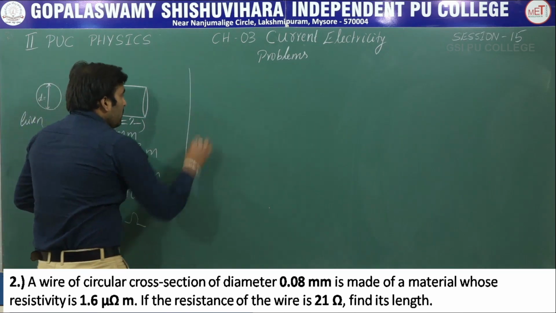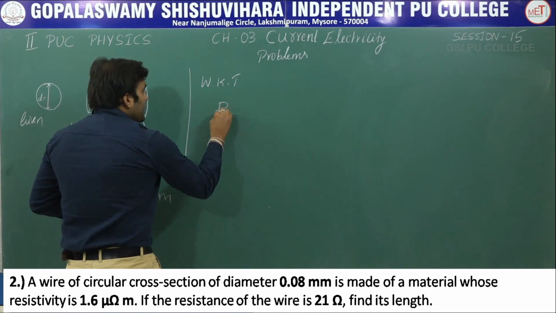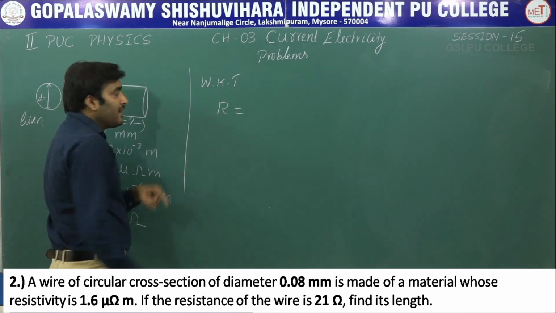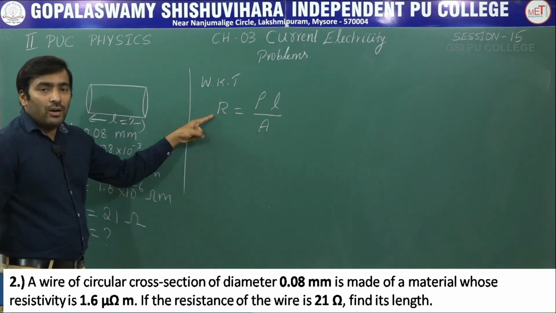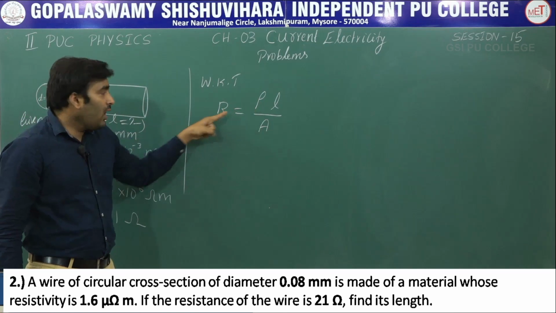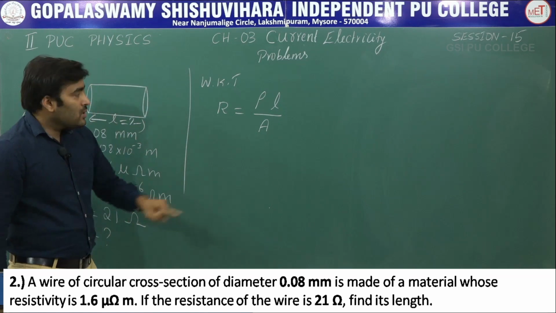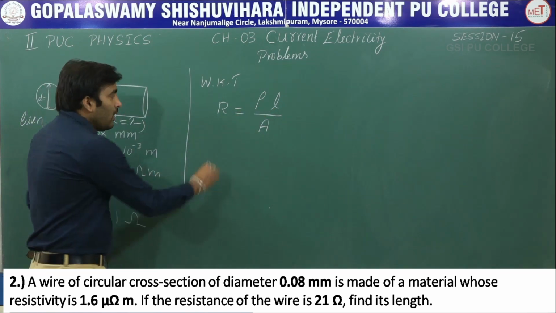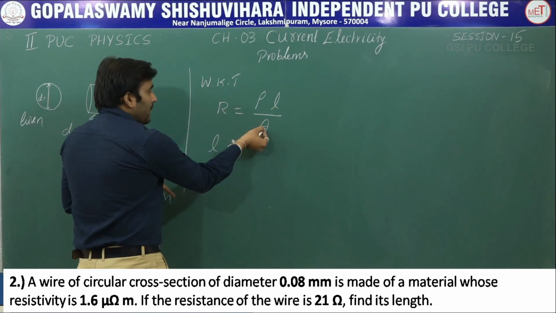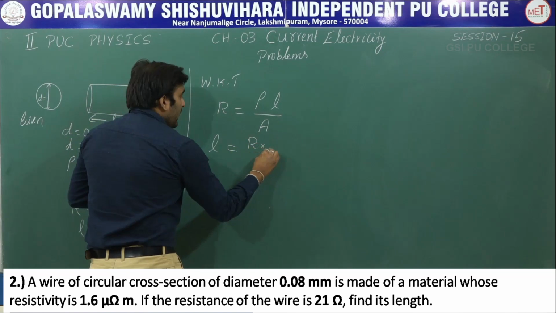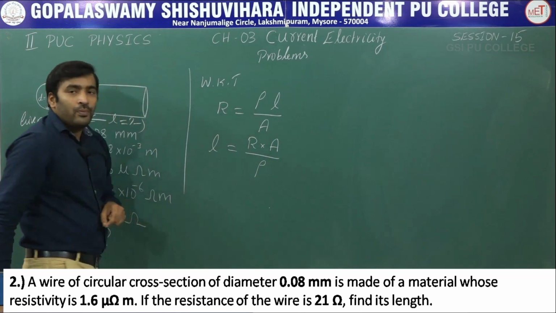So we know the equation for resistance in terms of resistivity. We know that resistance of the wire can be written as rho L divided by A. R is equal to rho L by A. So in this problem, we need to calculate the length. So let me substitute the value for length. L is equal to, I will multiply this A with R, so R into A divided by, this comes to denominator, rho.